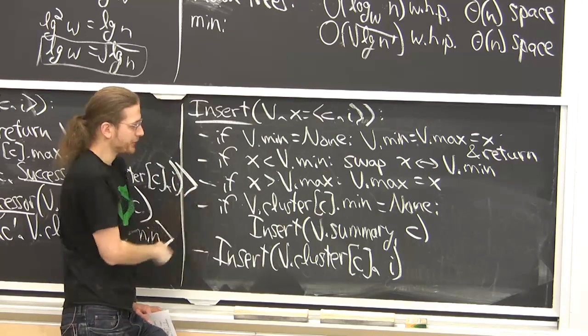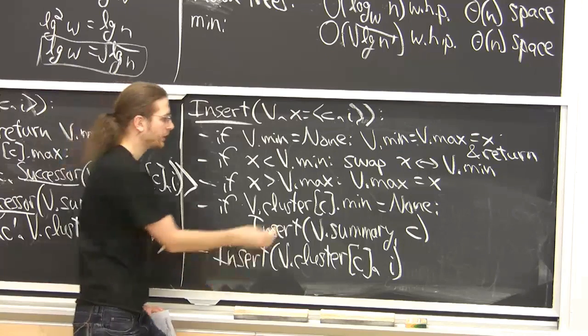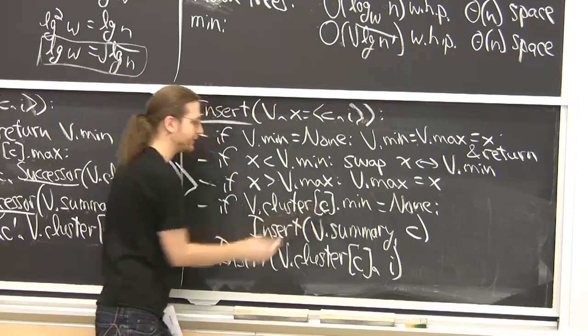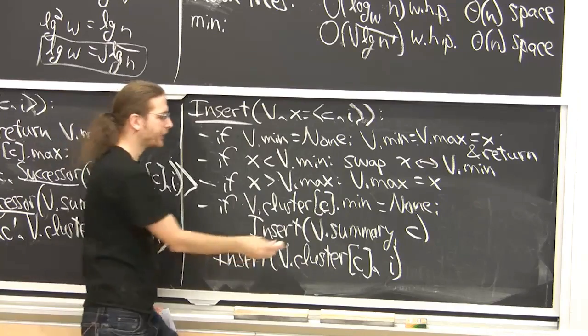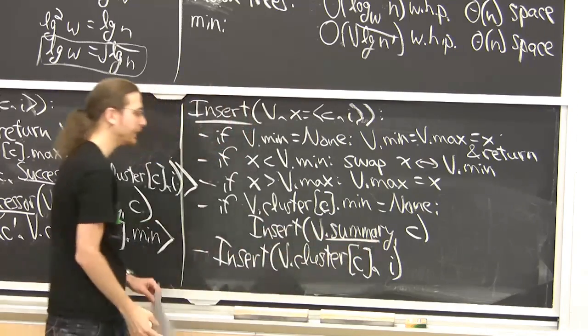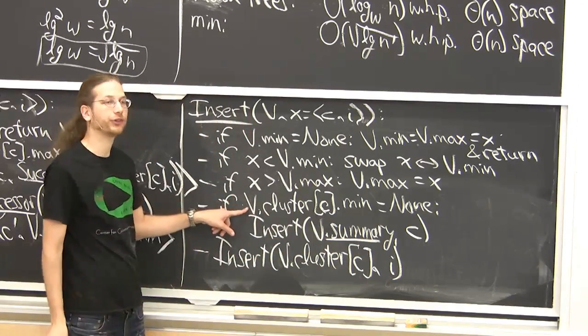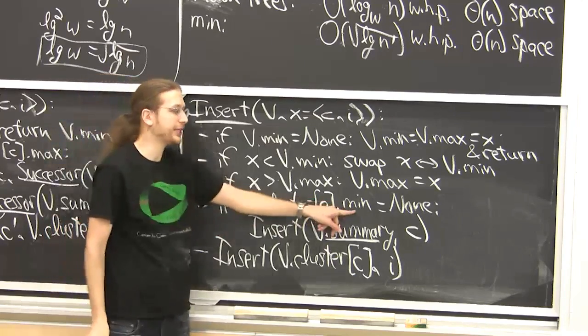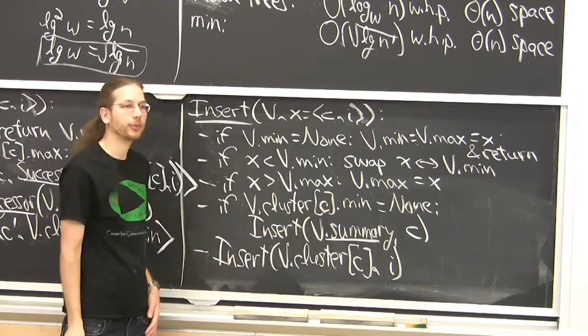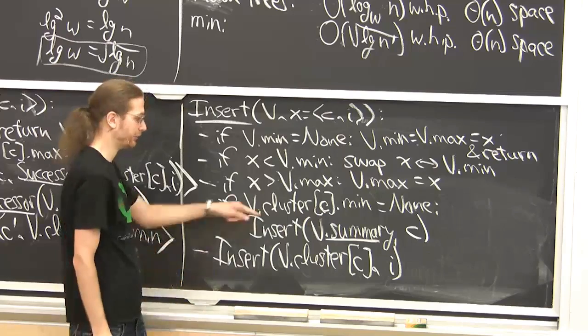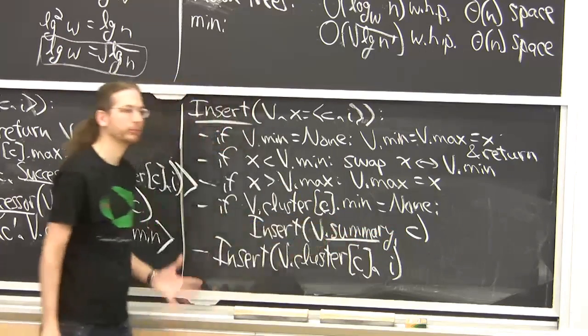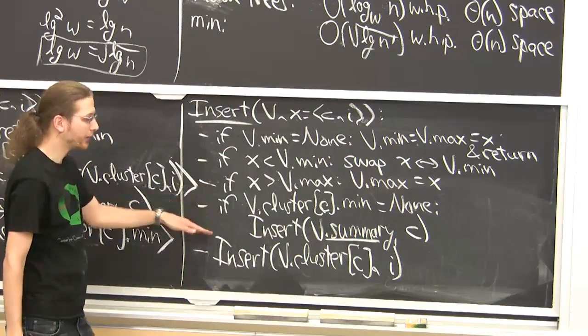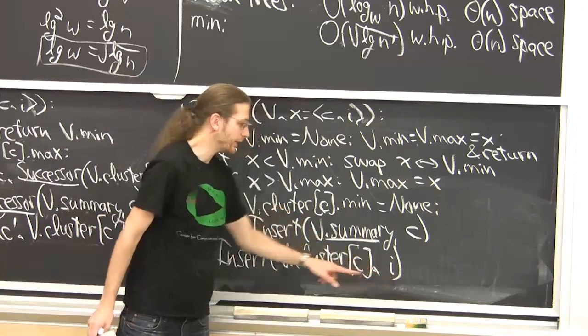Now we have the two cases. This is really the obvious thing to do for insertion. We have to update the summary structure, meaning if the cluster that we are inserting into, cluster C, is empty, that means it was not yet in the summary structure. We need to put it in there. So we just insert C into v.summary. Pretty obvious. And in all cases, we insert our item into cluster C.